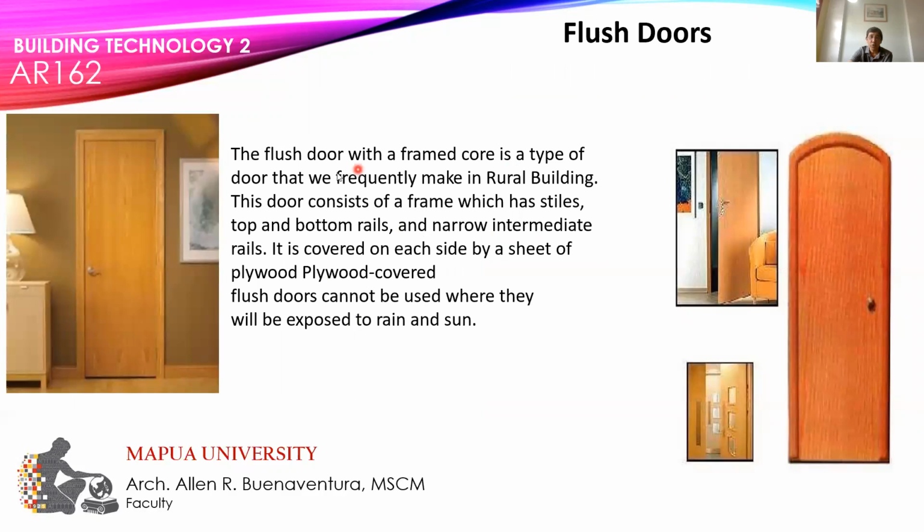So these are the flush doors. The flush door with the frame core is a type of door frequently used in rural buildings. The door consists of a frame which has stiles, top and bottom rails, and narrow intermediate rails. It is covered on each side by plywood. Flush doors cannot be used where they will be exposed to rain and sun. So this is a common door for the interior part of a room.